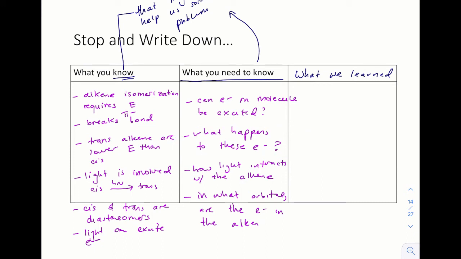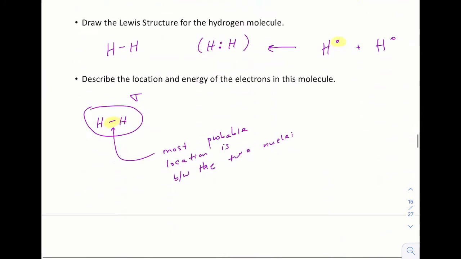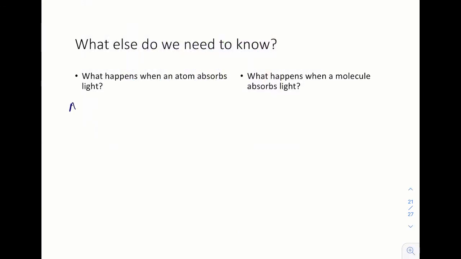So there's a few questions left we need to answer. Can electrons in a molecule be excited, and how does light interact with the alkene? I think that our MO diagram will help with that. So let's review now: what happens when electrons interact with light? All right, so what else do we need to know?